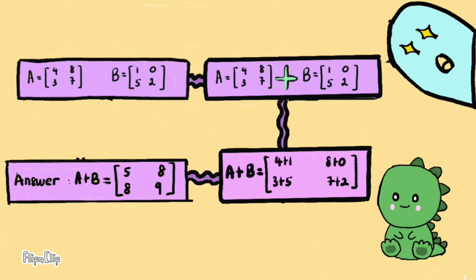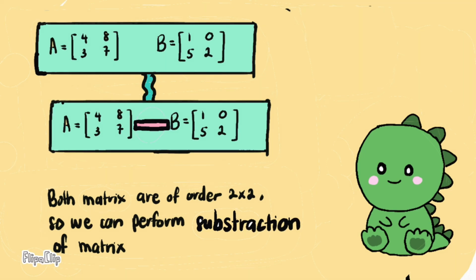For example, in matrix A, 4 is located at first row and first column, A11. So we can add 4 with the element at the same row and column in matrix P, P11, which is 1. Same goes for the rest of the elements in both matrices. It's just the same for subtraction.